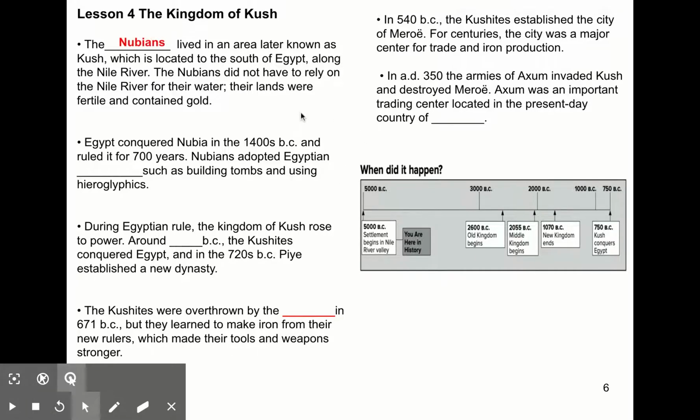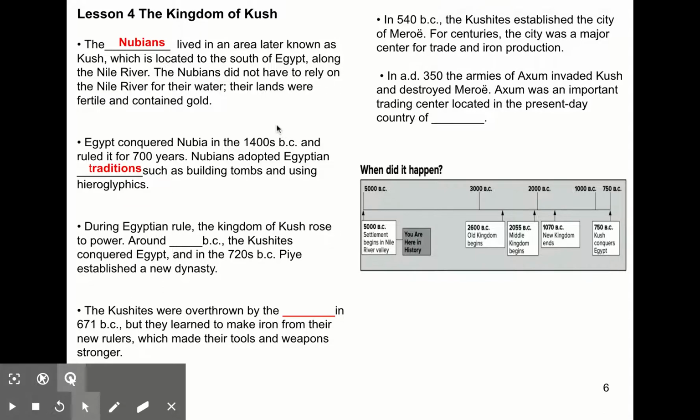So the Nubians lived in an area known as Kush. It is now modern day Sudan. All right, and it is located south of Egypt, and they were a very similar civilization, because a lot of times the Egyptians ruled over these Nubians, and they also lived right along the Nile River. Egypt conquered Nubia in the 1400s and ruled it for almost 700 years. So they have a lot of similarities.